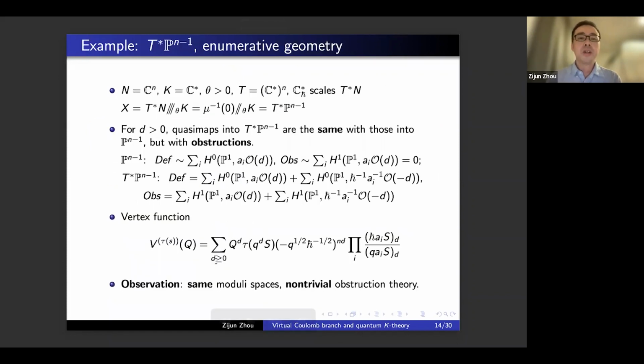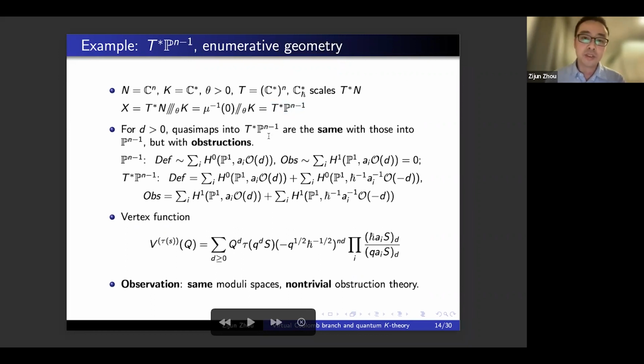Okay, so let's get back to the example P^(n-1). In the example P^(n-1) here, we can consider its analog in this 3D N=4 theory. So we consider T star C^n quotient by this C star. So now we get T star P^(n-1).